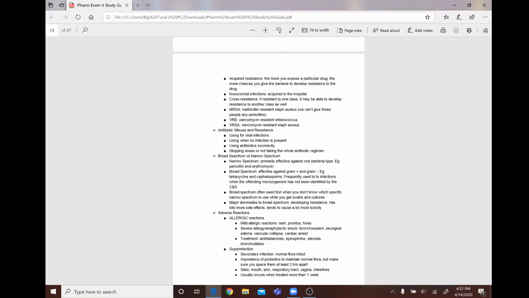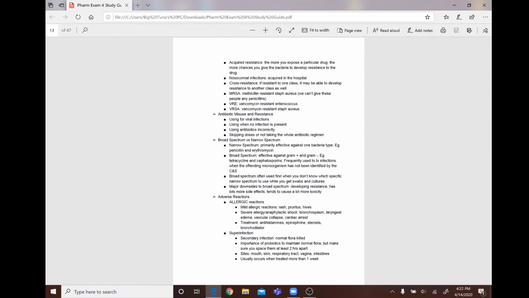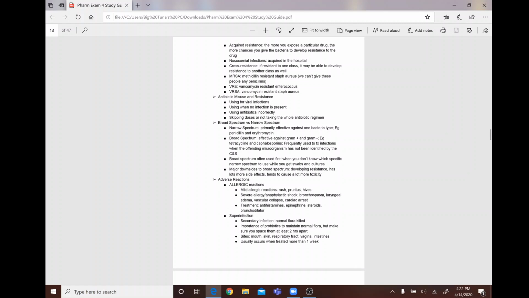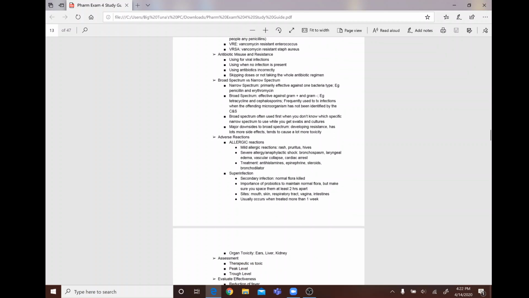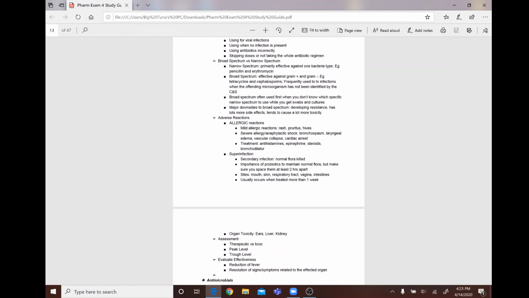Antibiotic misuse and resistance, like using for viral infections, using when no infections are present, using antibiotics incorrectly, skipping doses, or not taking the whole antibiotic regimen. Narrow spectrum are primarily effective against one bacteria type, and some examples would be penicillin and erythromycin. Broad spectrum antibiotics are effective against gram-positive and gram-negative. Some examples would be tetracycline and cephalosporins. They're frequently used to treat infections when the offending microorganism has not been identified by culture and sensitivity, but the downsides are developing resistance, lots of side effects, and more toxicity.